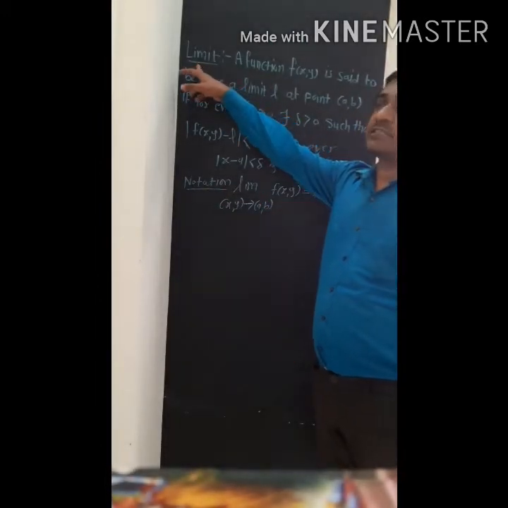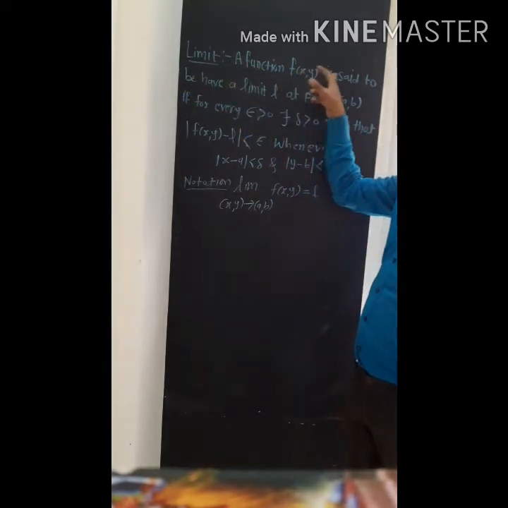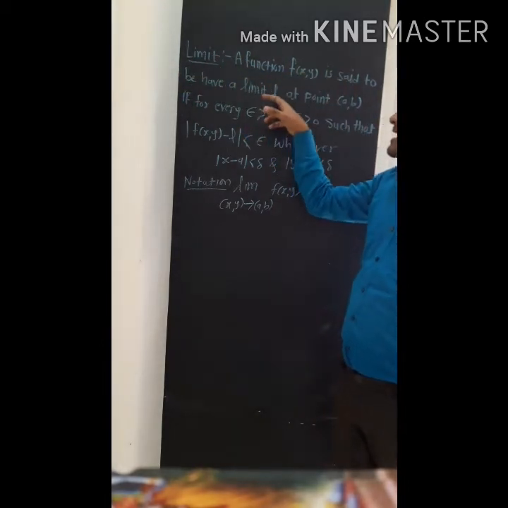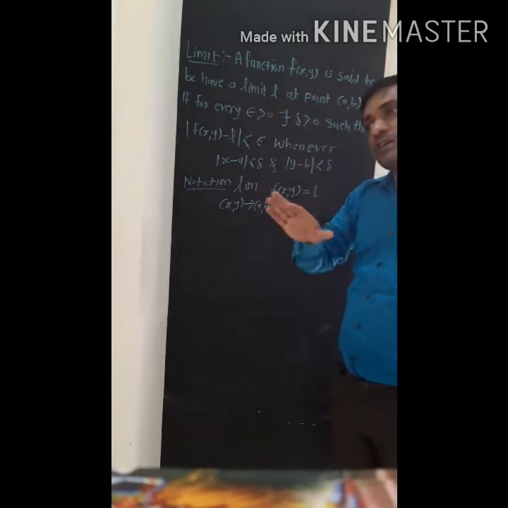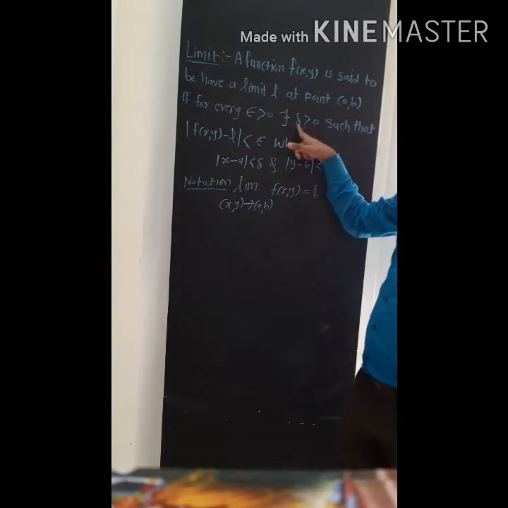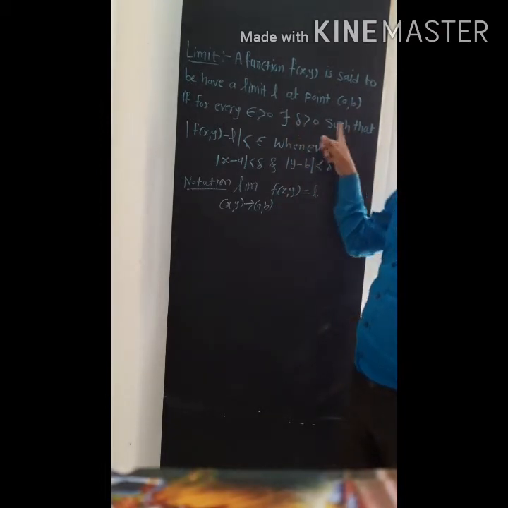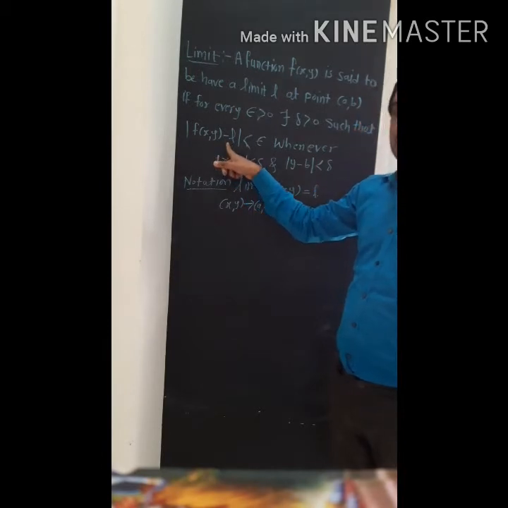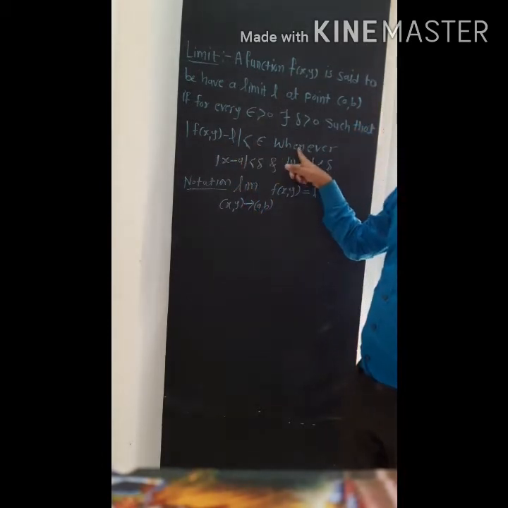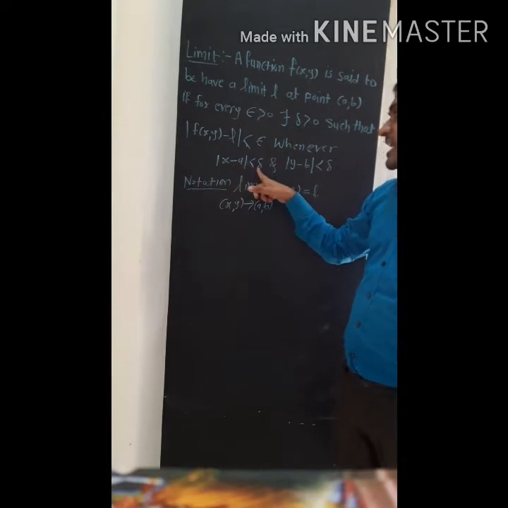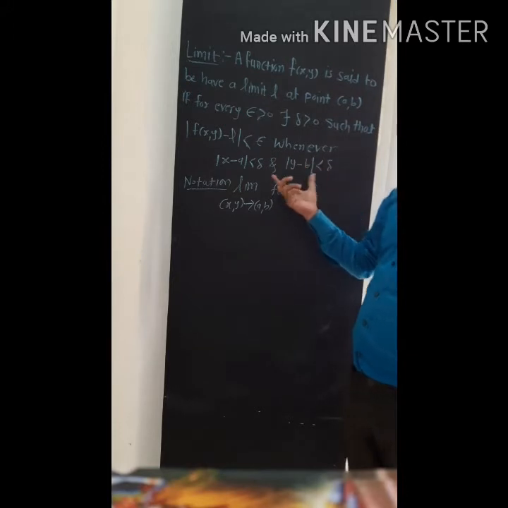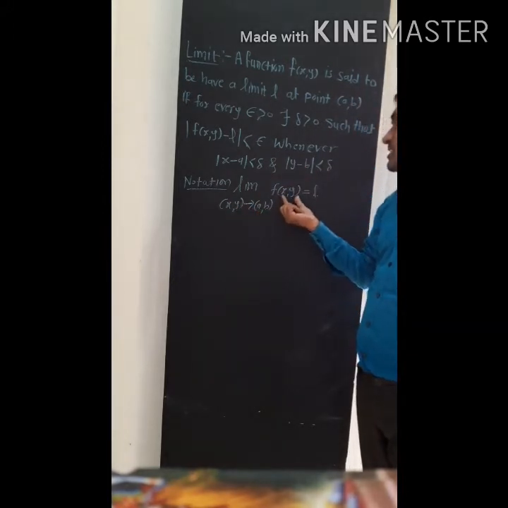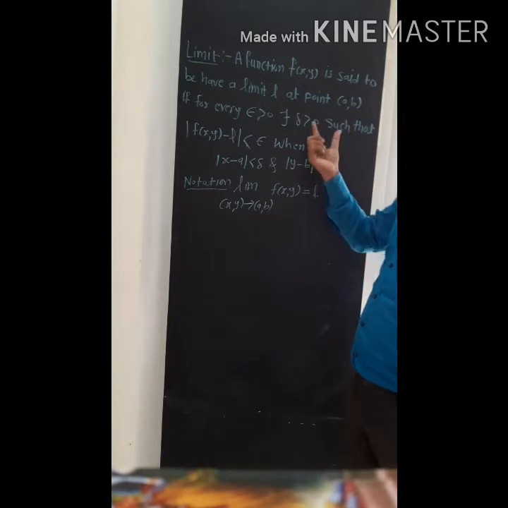Now we start the definition of limit. A function f of xy is said to have a limit L at a point (a, b) if for every epsilon greater than 0, however small it may be, there exists delta greater than 0 such that modulus of f of xy minus L is less than epsilon whenever modulus of x minus a is less than delta and modulus of y minus b is less than delta. And we can write it as limit (x,y) tends to (a,b) of f of xy is equal to L. This is the definition of limit.